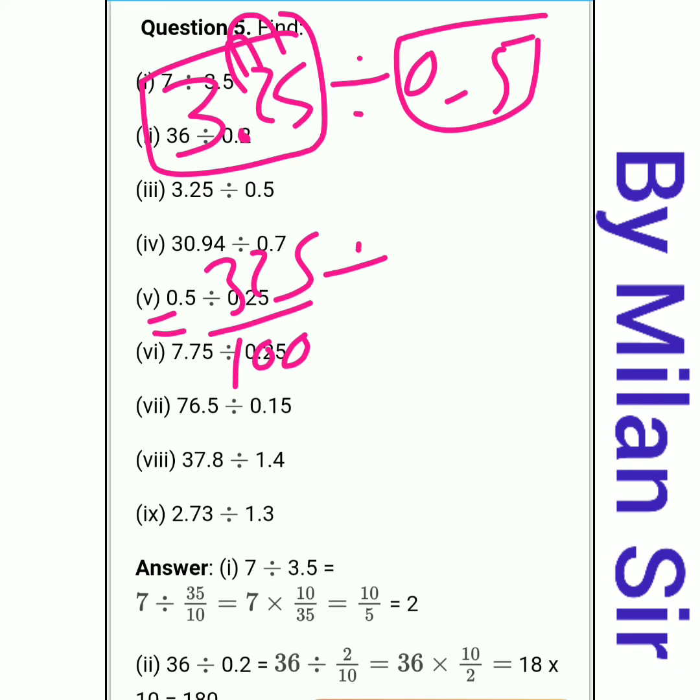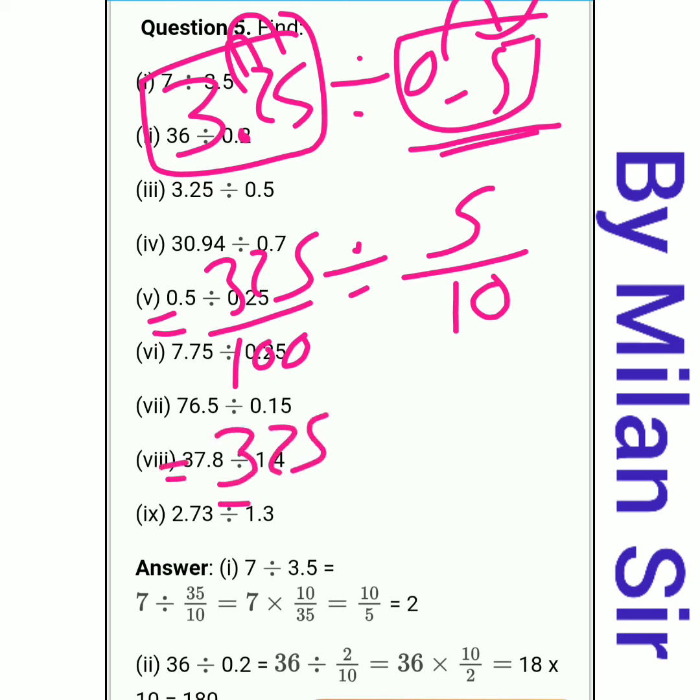Our division remains as it is. We need to convert this 0.5 into a fraction, so ignore the decimal point, so 5. After the decimal point only one digit is there, so we need to put 10 in the denominator. Now our 325 divided by 100, our first number, remains as it is.